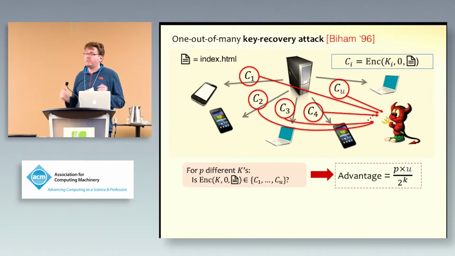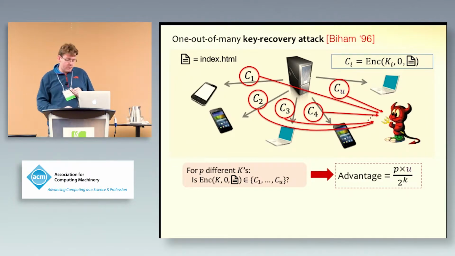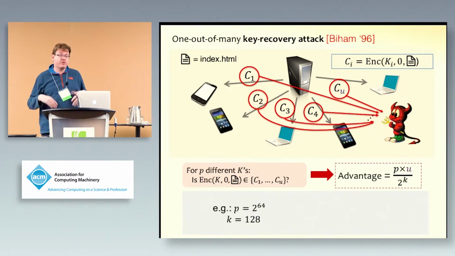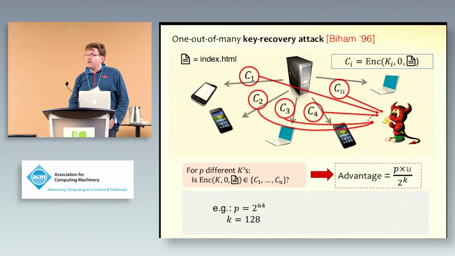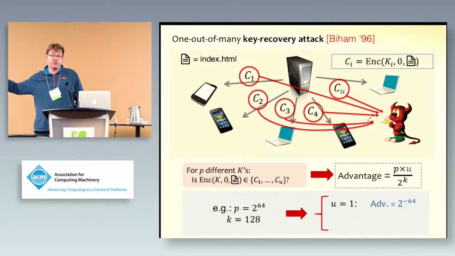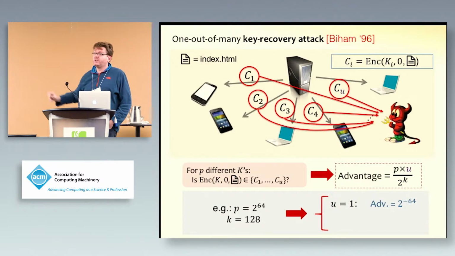So the overall probability is P times U over 2 to the K. And K here is the key length. So if, for example, we have P equal to 2 to the 64, which is at the boundary of what we would consider feasible, and K is equal to 128, we can see clearly a difference. So if the adversary targets one single session, so U is equal to 1, then the advantage will still be very tiny, so 2 to the minus 64 success probability.